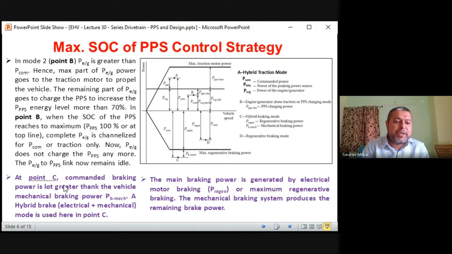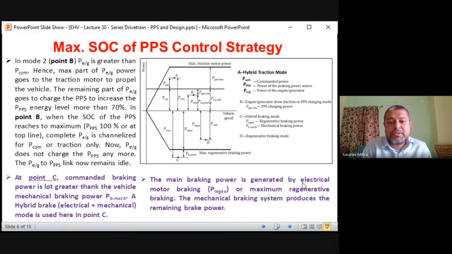Whenever the commanded braking power is a lot greater than the vehicle mechanical braking power PB mech, a hybrid brake, electrical plus mechanical, is used. The main braking power is generated by electrical motor braking, and the remaining brake is given by the PB mech. Whatever the electrical brake is, whenever it is applied, it charges the PPS, because this is regenerative braking.